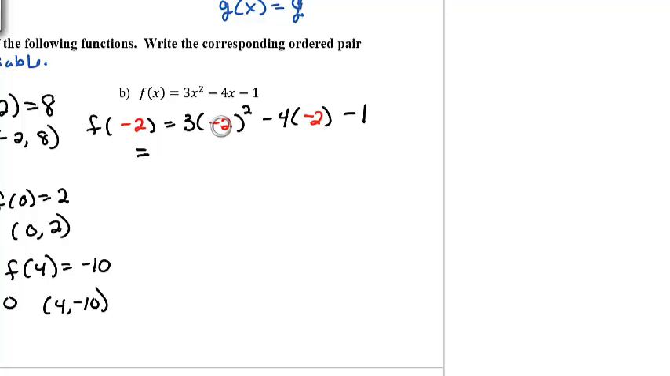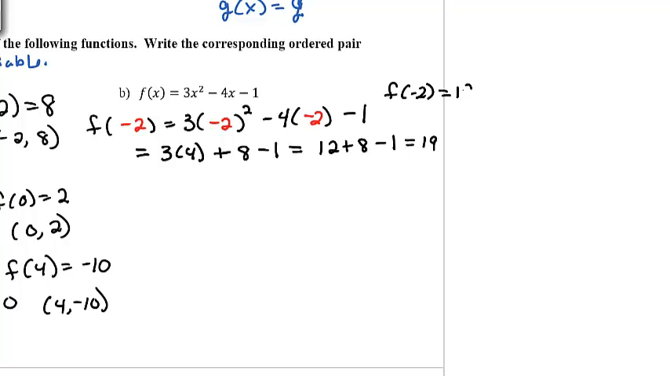So -2 squared is -2 times -2, which is +4. So we have 3 times 4. And then -4 times -2 is +8. And then we have -1. So that's 12 plus 8 minus 1. 12 plus 8 is 20, and 20 minus 1 is 19. So what this says is f of -2 equals 19, and the ordered pair is -2, 19.